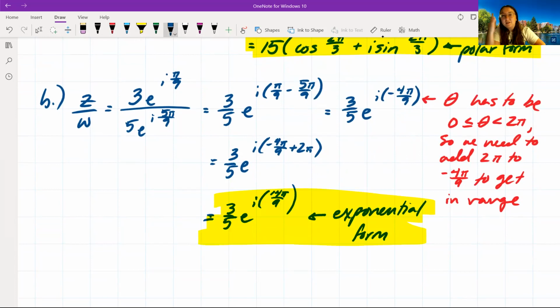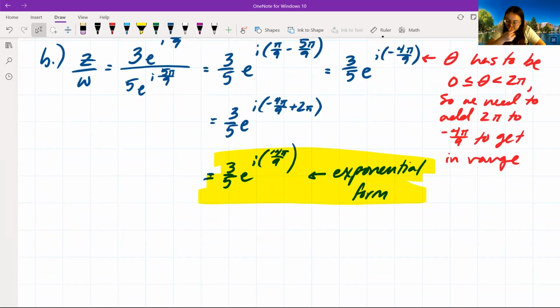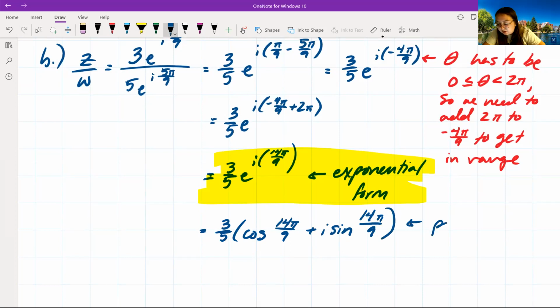And we found our exponential form first, so to find our polar form, we know that r is going to be equal to 3 over 5, and theta is equal to 14 pi over 9. So in our polar form, we'll end up getting 3 over 5 times cosine of 14 pi over 9 plus i times sine of 14 pi over 9. And that will be our polar form.